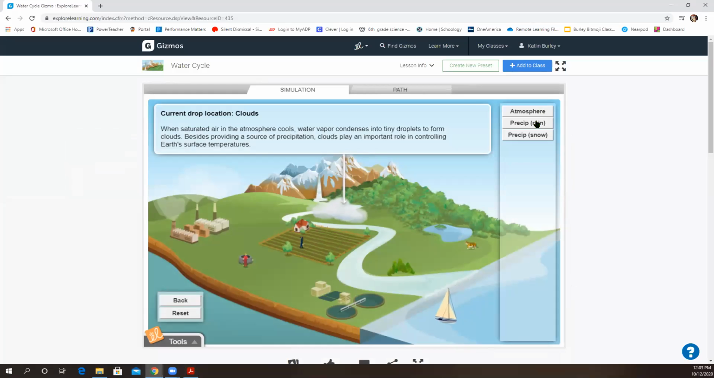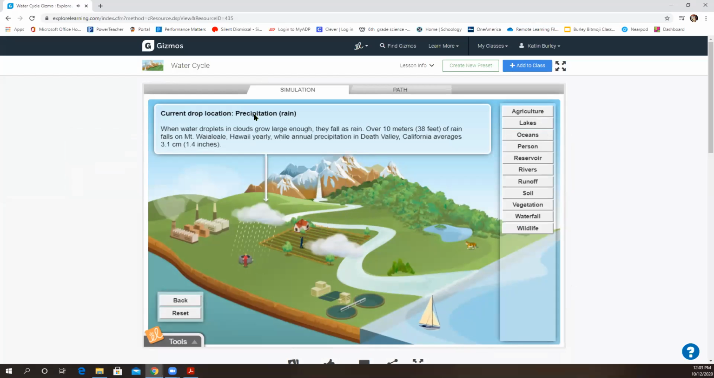And it says click precipitation rain. So it's asking me, how does rain form? What causes it to rain? Somebody read this one for me. Somebody new from home. Somebody else. Go ahead, Daniel. When water droplets in clouds grow large enough, they fall as rain.